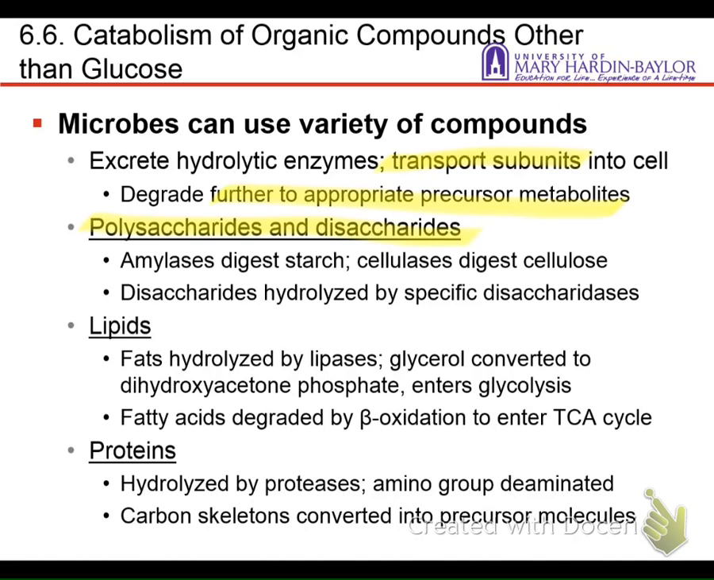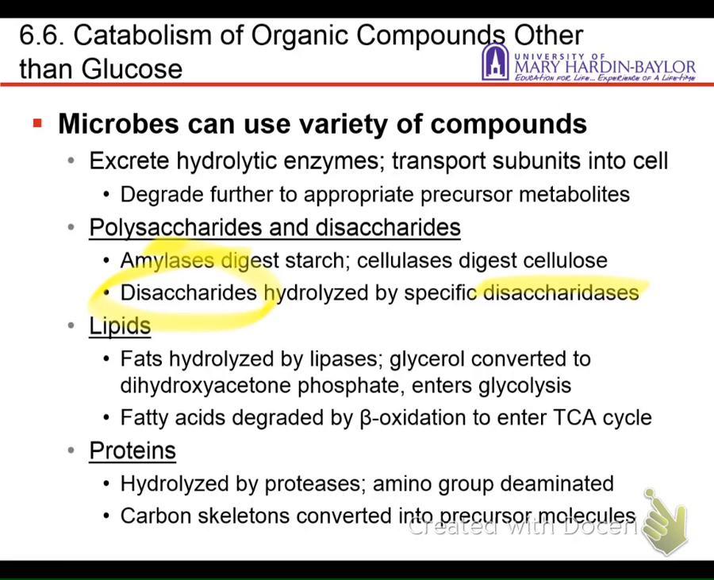So they can use polypeptides and disaccharides. They can actually use starch, and the enzyme that breaks down starch is called an amylase, and there are lots of different amylases. They can use cellulose, and there are lots of different cellulases out there that can break these polymers into monomers so that they can be brought into the cell. And the enzyme that would break down the disaccharides is going to be a disaccharidase. Those guys would break down these disaccharides.